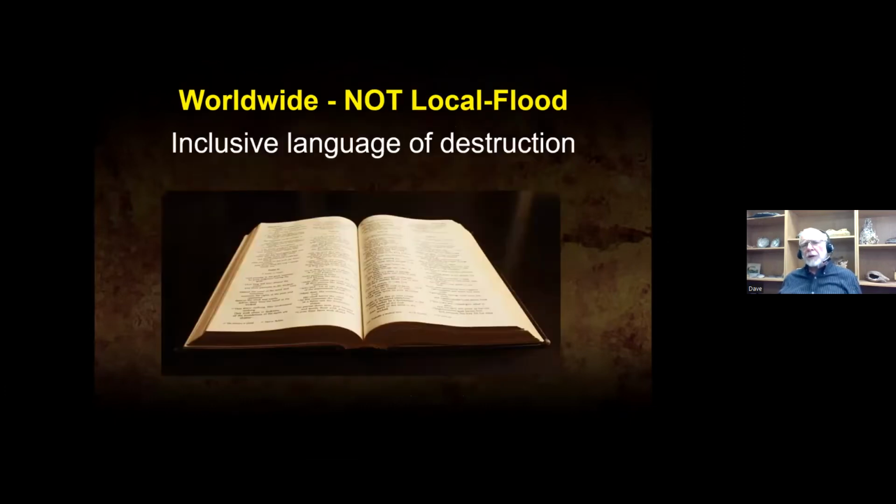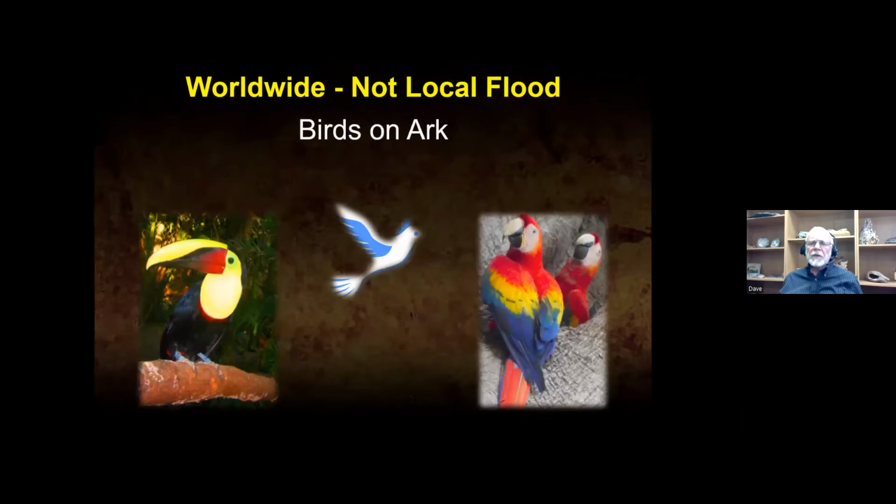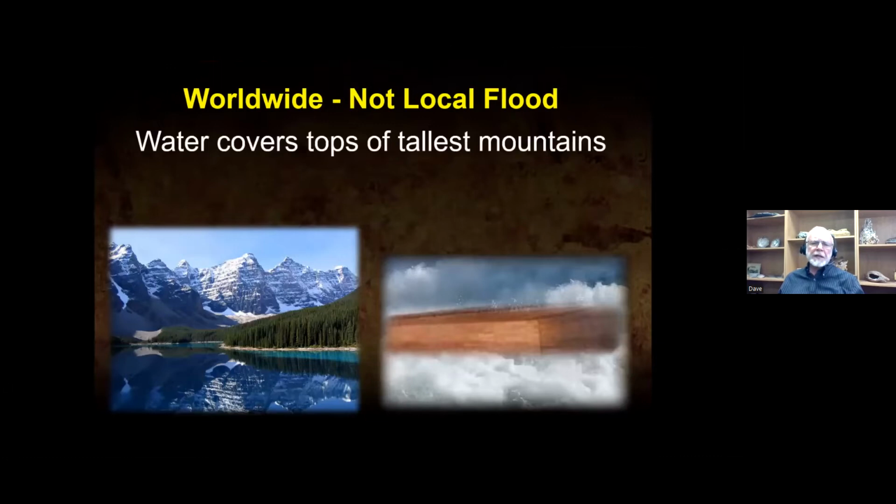The inclusive language of destruction, where the scripture says all flesh perished from under heaven, that is, that which is not on the ark and in the waters where they can survive as well. Why take birds on the ark if this is some local event? They could just fly off a little ways. No problem whatsoever. But because it was a global flood, they didn't have a place to land.